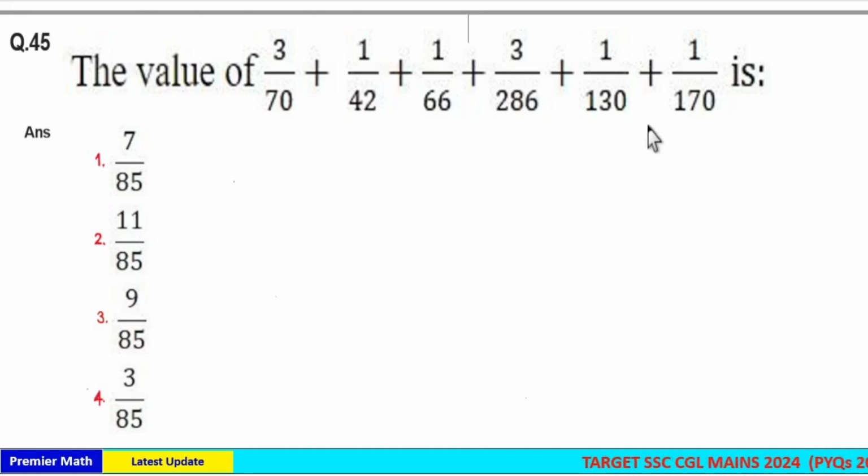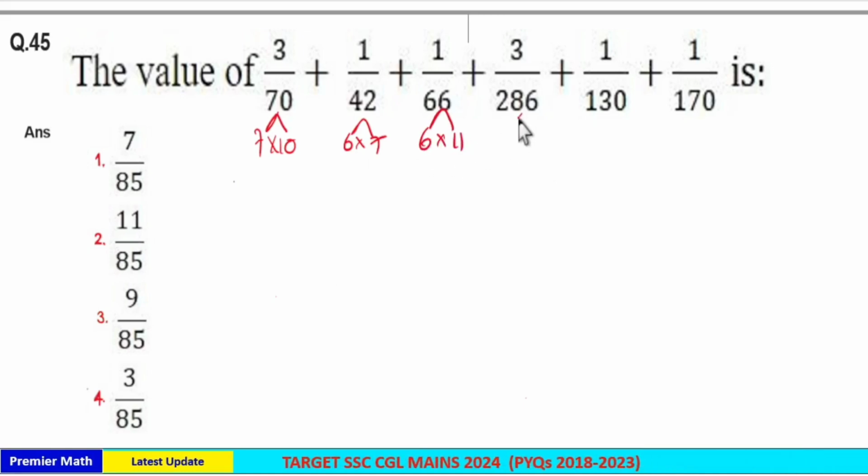The value following is, here 70 is 7 into 10, 42 is 6 into 7, 66 is 6 into 11. 11 we have taken, so take 11 outside. 11 into 2 is 22, 11 into 6 is 66, 11 into 26 is equal to 286. Here 10 into 30 and 10 into 17, leave it.